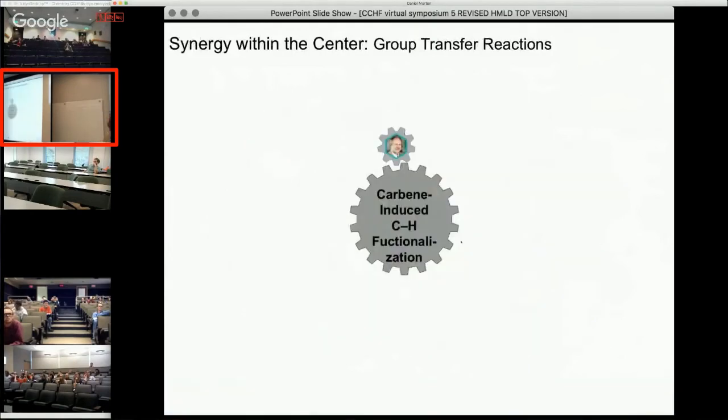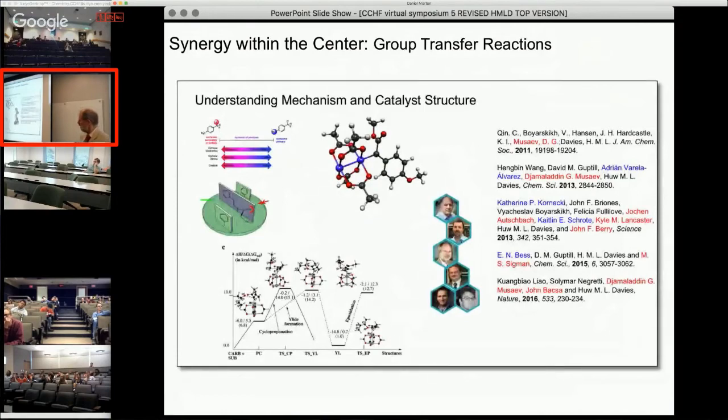Next slide, Dan. So as I said, if I was by myself, I would just be doing carbene-induced CH functionalization or other methodology development and exploring what sort of reactions we could get out. But by being involved in the center, we can do a much deeper mechanistic understanding of this chemistry. So next slide, Dan. And this is illustrating that point. So by collaborations with people like Jamal Musayev, a computational chemist, we've been able to understand much more how the chemistry works and even develop predictive models for the enantioselectivity of these types of reactions.